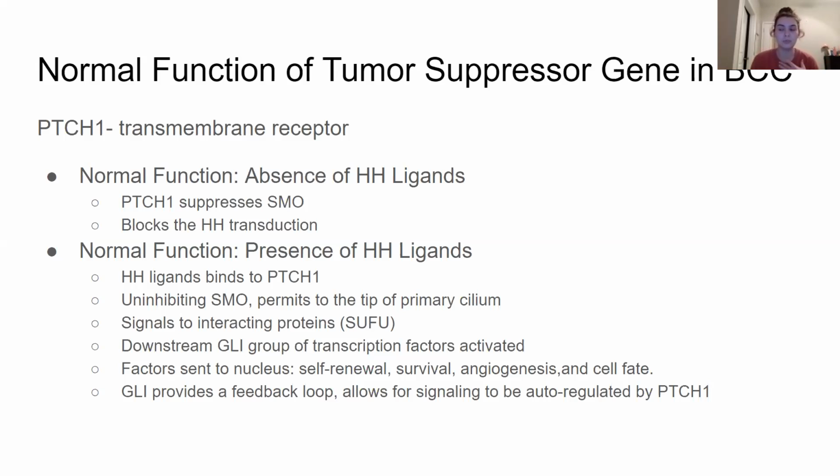And you're probably wondering, how does this turn itself off? Well, the GLI transcription factors provide a feedback loop, and this goes back to the Patched 1 receptor and allows it to auto-regulate itself. So therefore, it can inhibit the pathway and cut it off whenever it needs to.